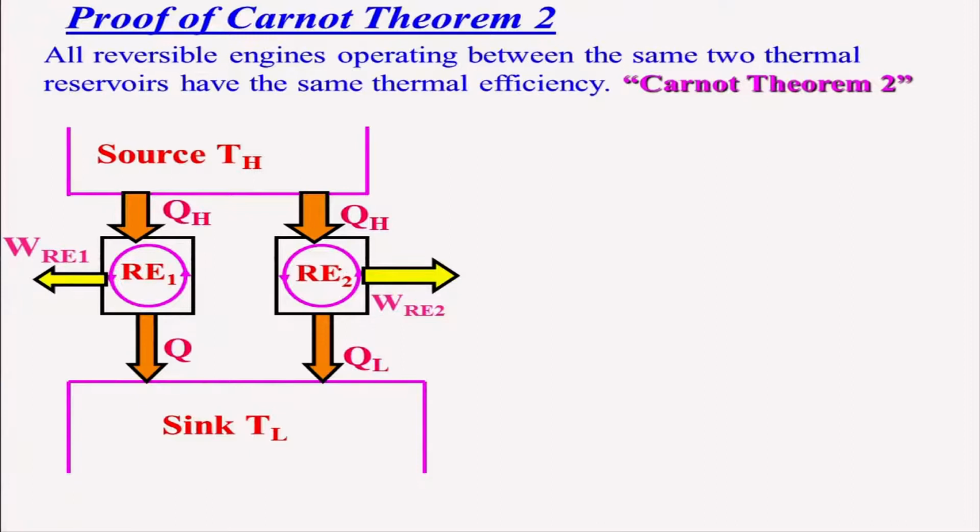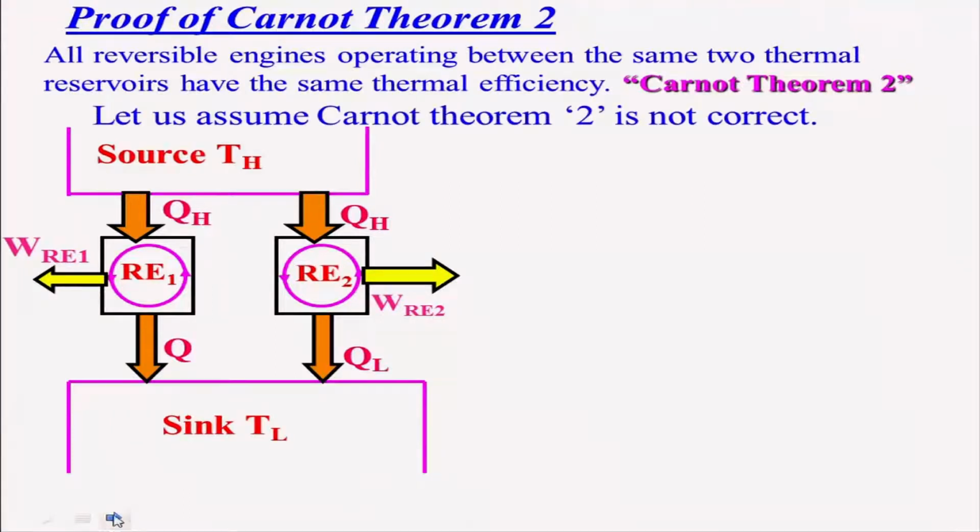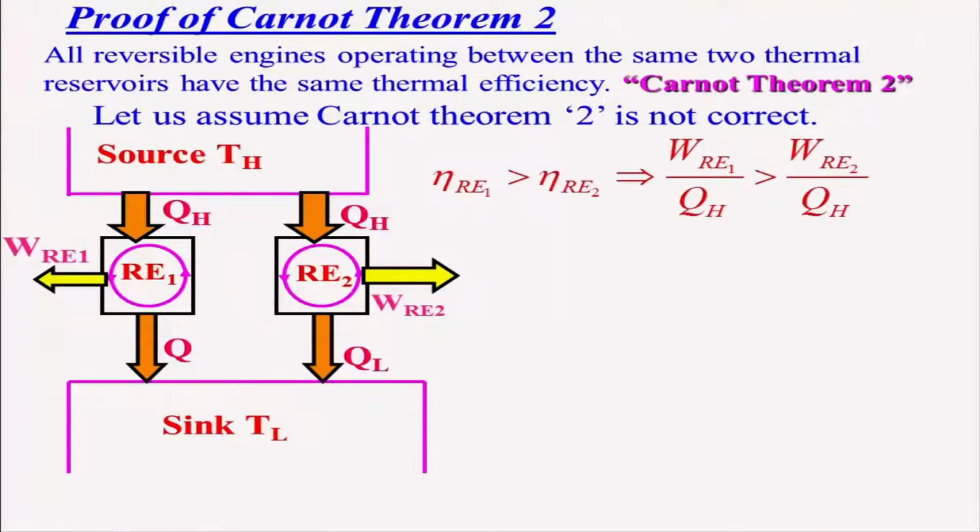And there is another reversible engine 2, which is taking the same amount of heat from the same source as reversible engine 1, but is rejecting QL amount and producing a different amount of work, WRE2. That is what we are considering. And let us assume this Carnot theorem is not correct. What does that mean? That means let us assume that the thermal efficiency of reversible engine 1 is greater than the thermal efficiency of reversible engine 2. We are assuming that.